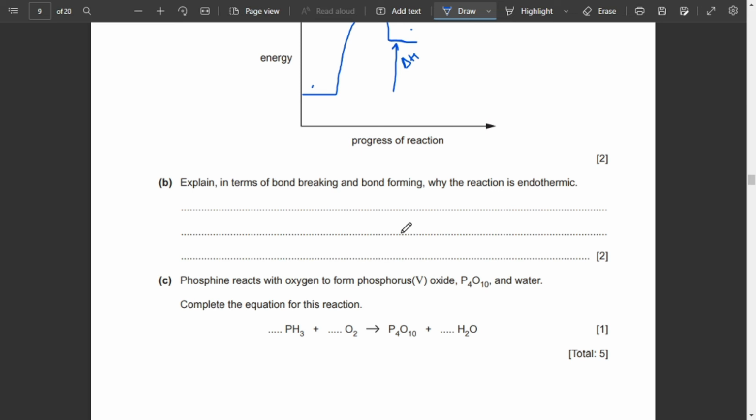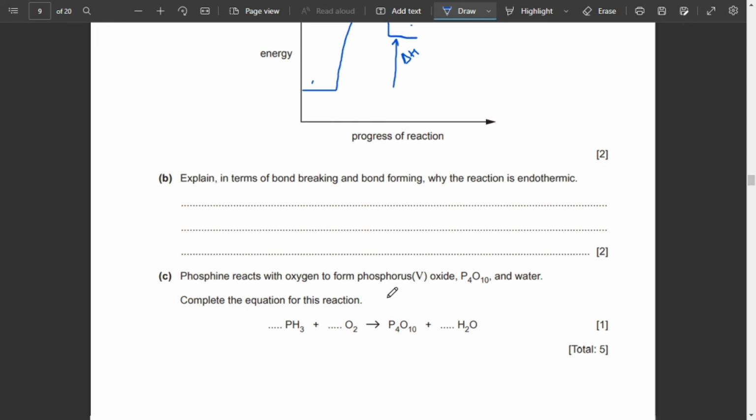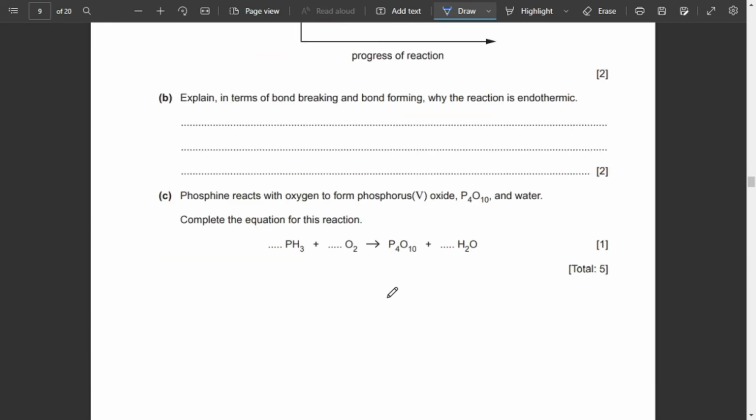Moving on to part C, phosphine reacts with oxygen to form phosphorus(V) oxide, P4O10, and water. Complete the equation for this reaction. We have this equation given, however it's not balanced. We need to write the numbers that will make it balanced. It's pretty much basic and simple.